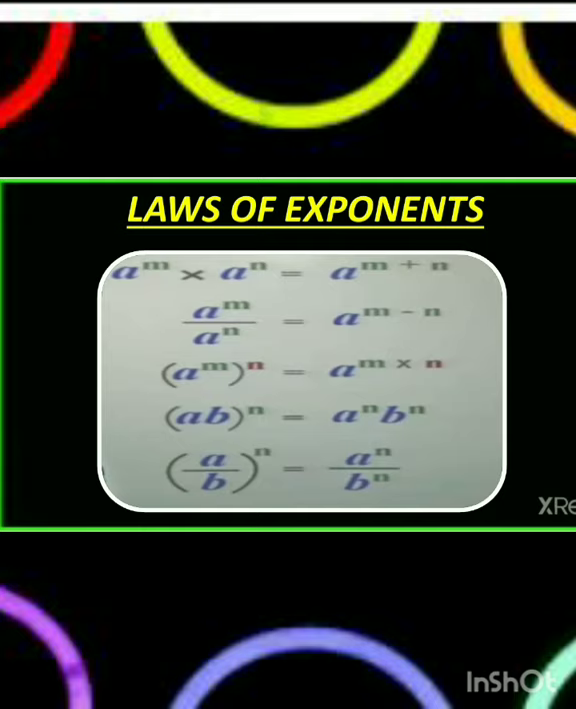Then power of a product rule. So ab the whole power n equal to a power n into b power n. Then a by b the whole power n equal to a power n by b power n.